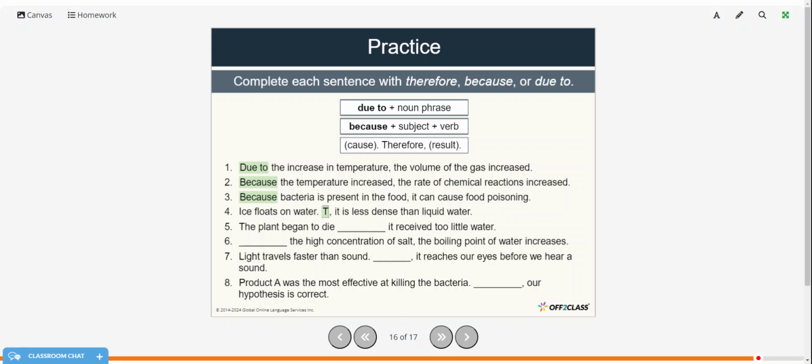Ice floats on water, therefore, it is less dense than liquid water. The plant began to die because it received too little water. Due to the high concentration of salt, the boiling point of water increases. Light travels faster than sound, therefore, it reaches our eyes before we hear a sound. And product A was the most effective at killing bacteria, therefore, our hypothesis is correct.